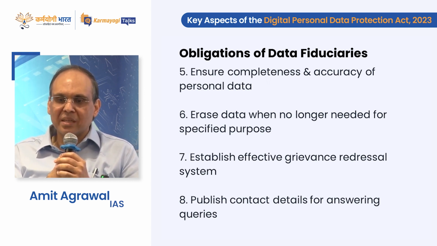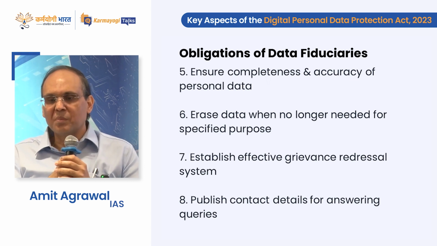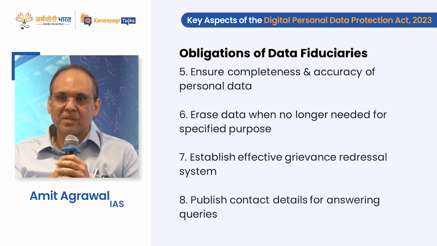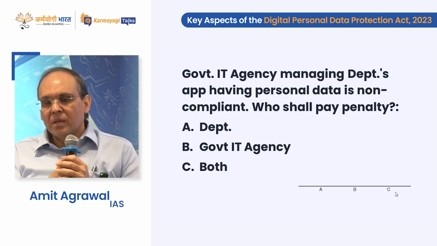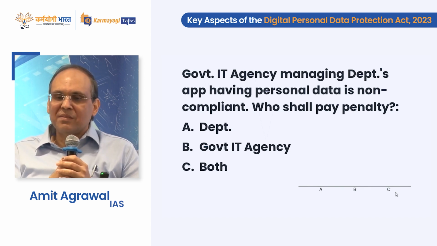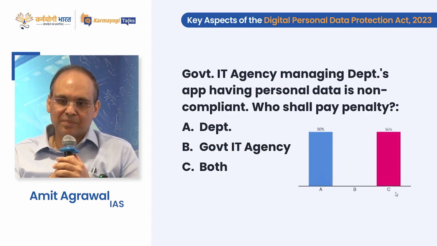Ensure completeness and accuracy of personal data. Erase data when no longer needed for specified purpose. Establish effective grievance redressal system and publish contact details for answering queries, not just on grievances, but even on consent, etc. So there's a government IT agency which manages a department's app, and the app has personal data which is non-compliant. Who shall pay the penalty?